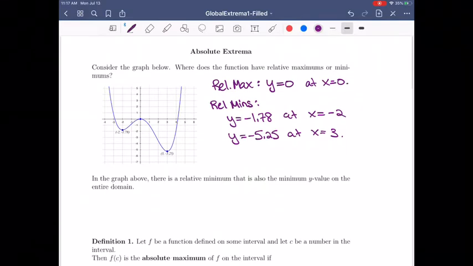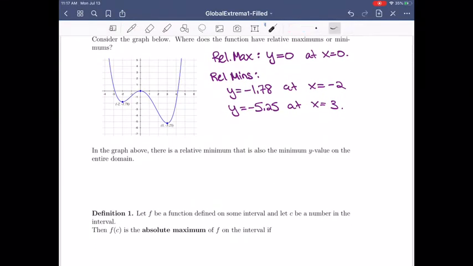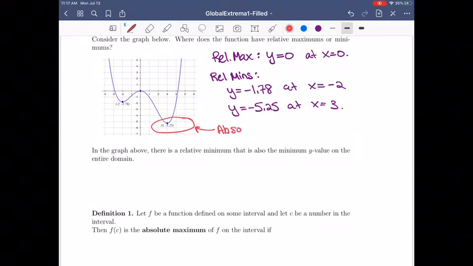Now, we can see that this minimum here happens to be the smallest. This is the smallest y value of the entire graph, right? The rest of the graph is all entirely above that y value. So this is actually an absolute extrema. We would call this point here an absolute, or global, minimum.